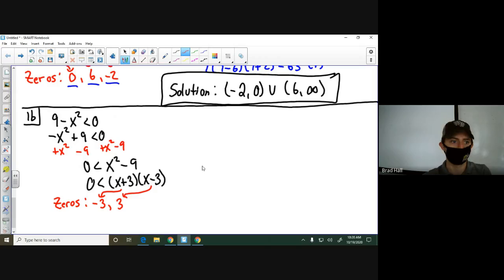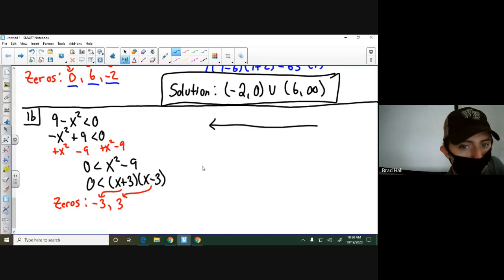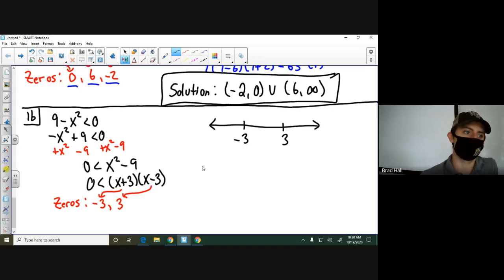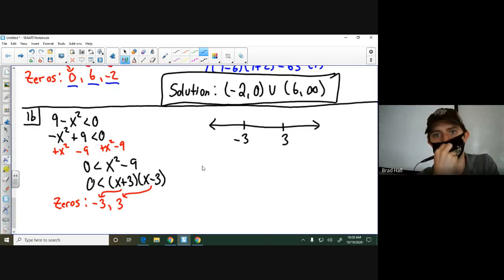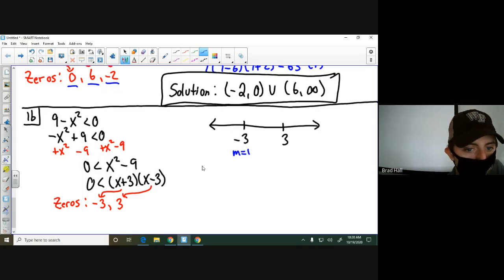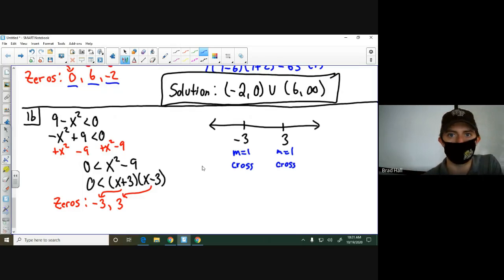So from here, now that we have the zeros, like we did before, put it on a number line. And I like to put them in order. Just so happens I listed them in order. So -3 and 3. And for this one, I'm going to go ahead and find the 3 test points. If you wanted to go about this problem using multiplicities, you would find that the multiplicity is 1, multiplicity is 1, and they cross, which means your signs would alternate each time you cross over the 0.